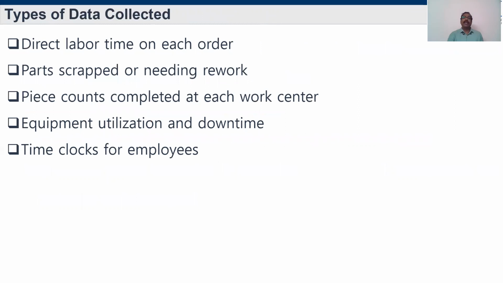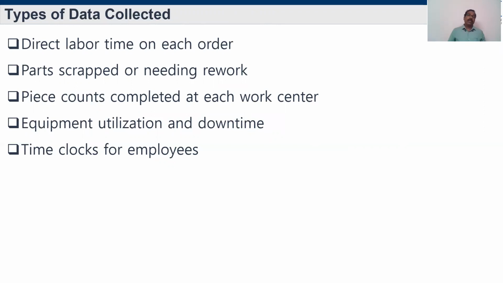This is what the factory data collection system is. So what are the types of data collected? First, direct labor time on each order. How much labor time is required for a particular order will be collected. Then parts scrapped, whether after testing or while testing. If it is not done as per the requirement, it may be thrown into the waste. Otherwise, somebody may say this diameter is a little larger, like 21.5 millimeter instead of 20 millimeter, so the workpiece is returned for reworking. That kind of information is also collected.